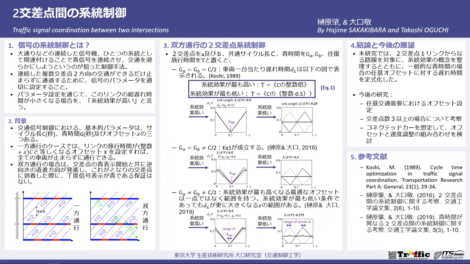Okay, hello there. I'm presenting the study titled "Traffic Signal Coordination Between Two Intersections." For a street with successive signalized intersections, the signal controllers could be optimized as a system, a control strategy to determine a coordinated plan for optimizing the total network performance. For example, the delay. This is so-called coordination.